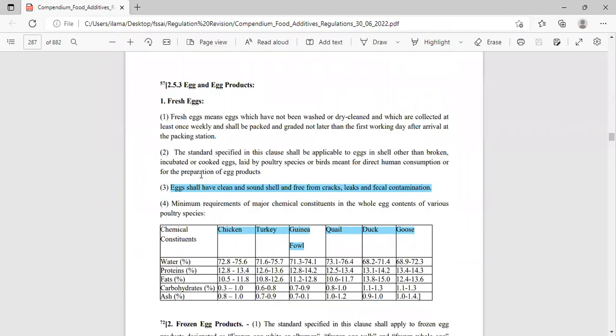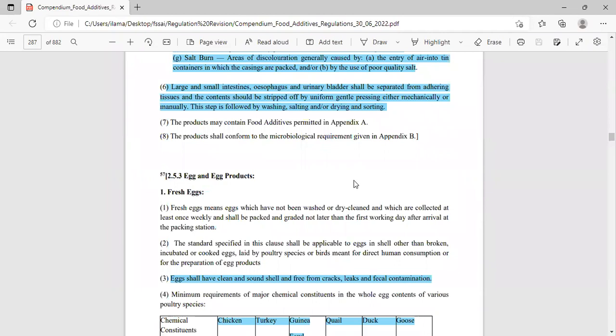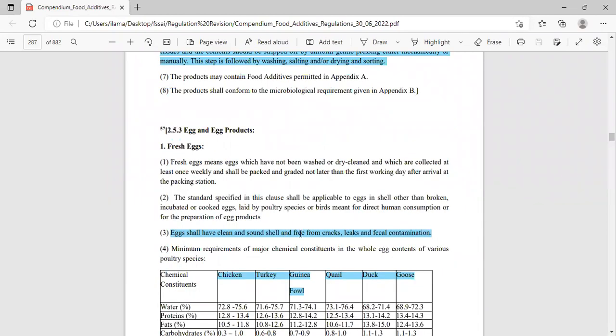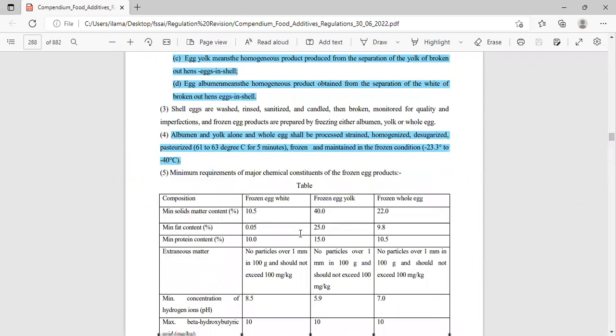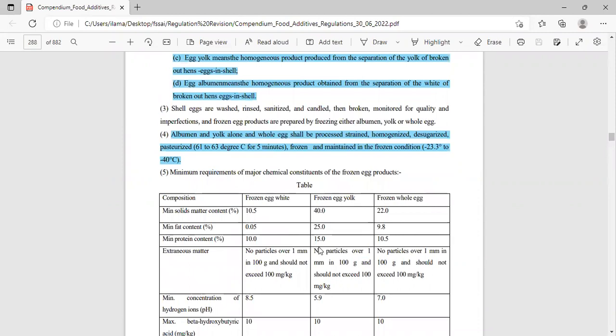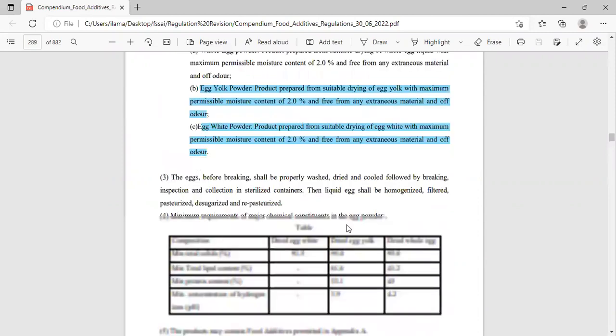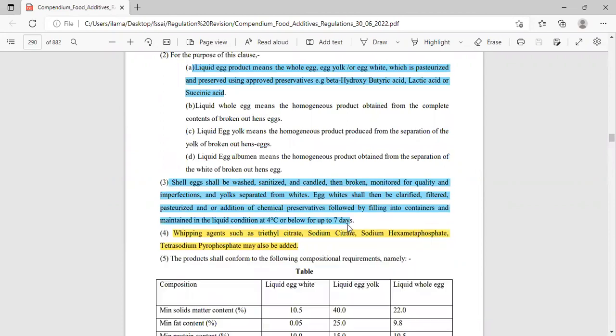Next one, egg and egg products. Here the egg and egg products should be free from crack, leak, and then fecal contamination. Just go through what are the standards. Here the whipping agents we usually use are triethyl citrate, sodium citrate, and then sodium hexametaphosphate, tetrasodium pyrophosphate.